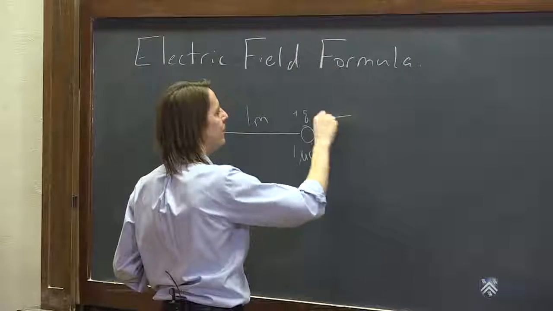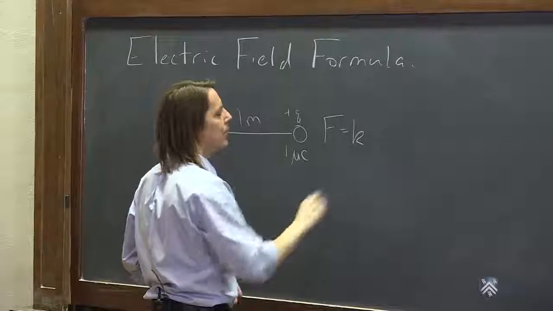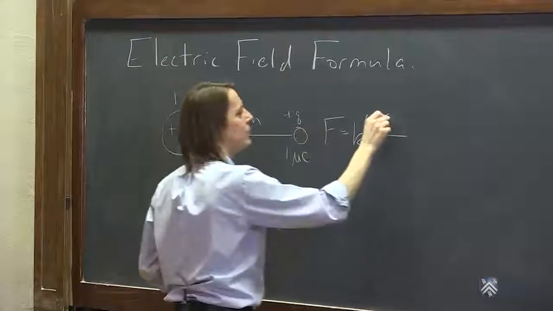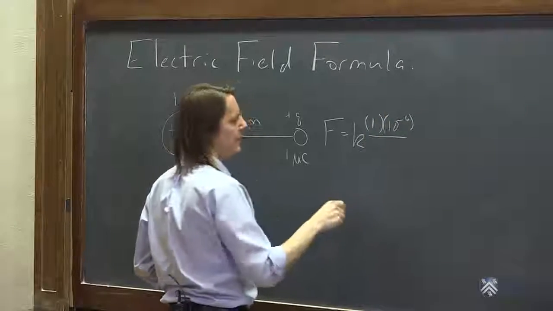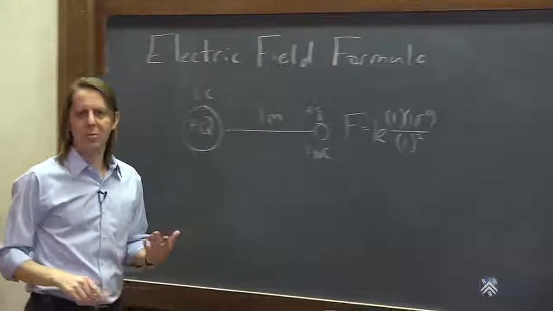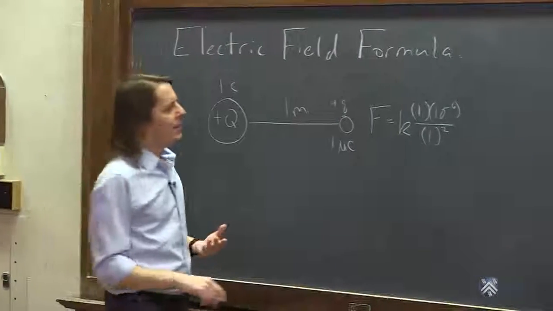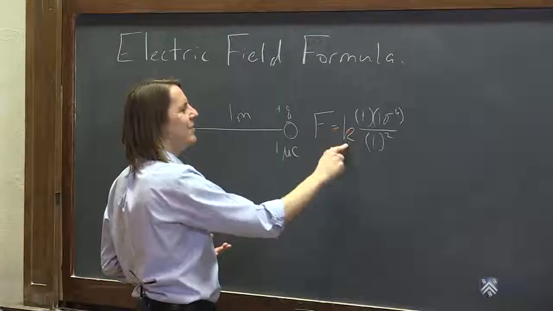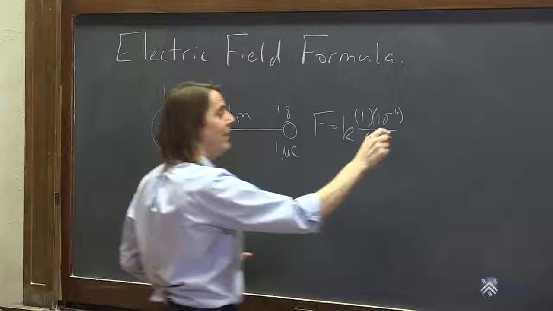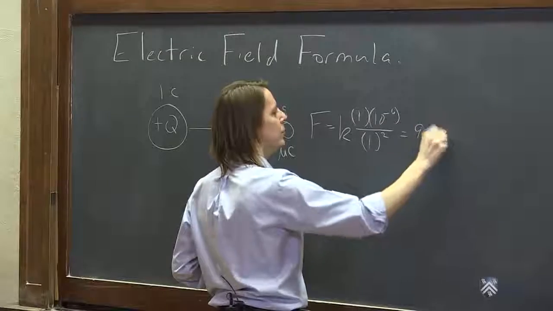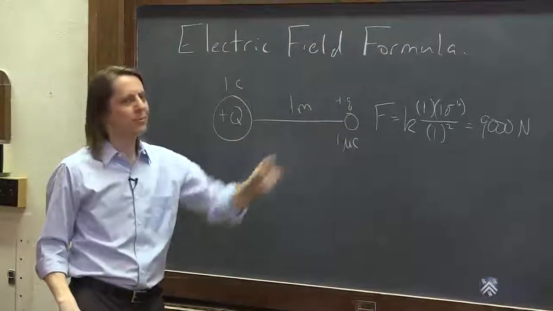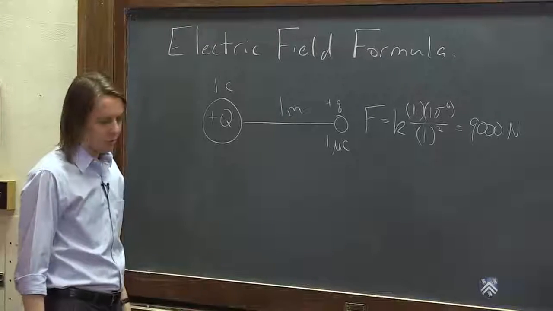Well, we know the formula for the force is Coulomb's constant times 1 coulomb times 10 to the minus 6 coulombs over 1 squared. I picked numbers that would be easy to do in my head. I know that that's 1, that's 1. This is 9 times 10 to the 9, that's 9 billion, and this is 10 to the minus 6. So in the end, this is 9,000 newtons. If you have a coulomb sitting here and you bring up a microcoulomb, the force will be 9,000 newtons.